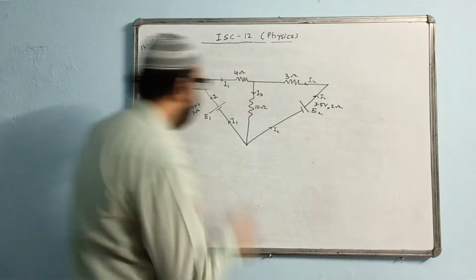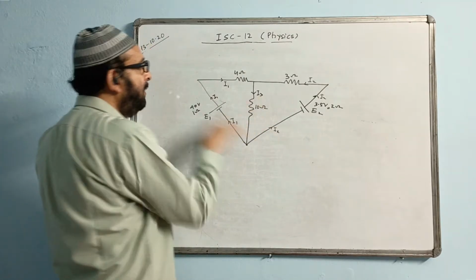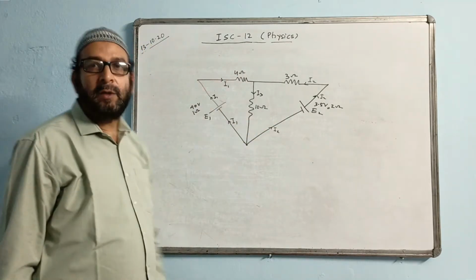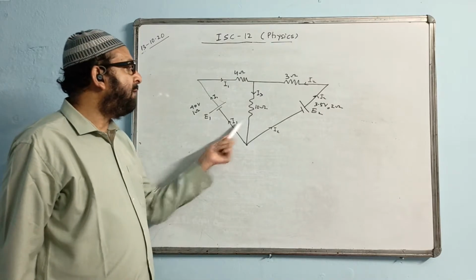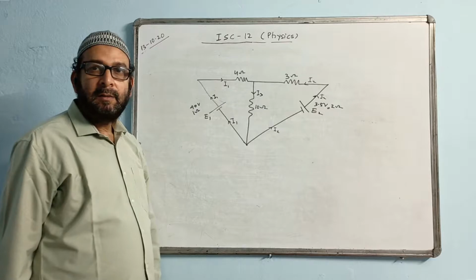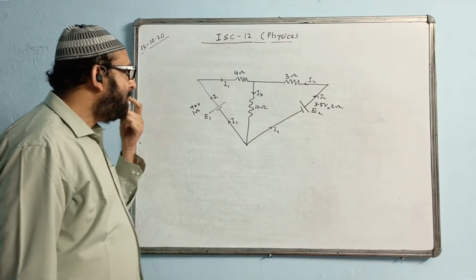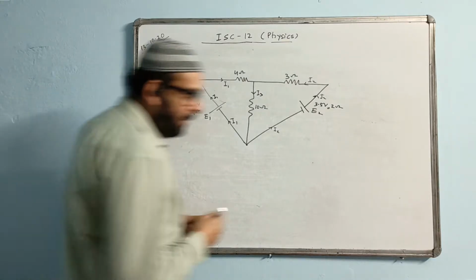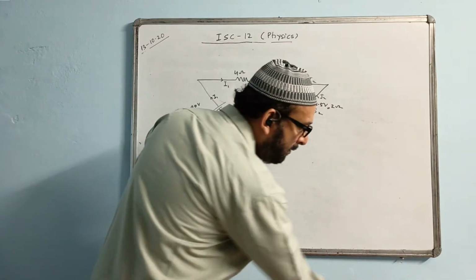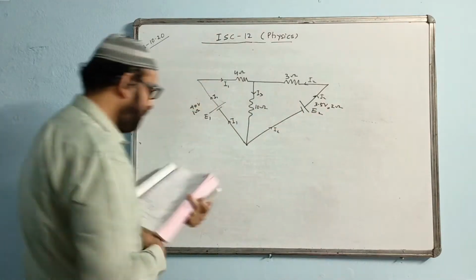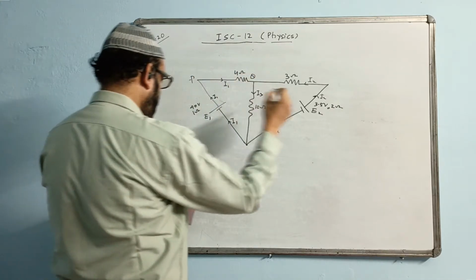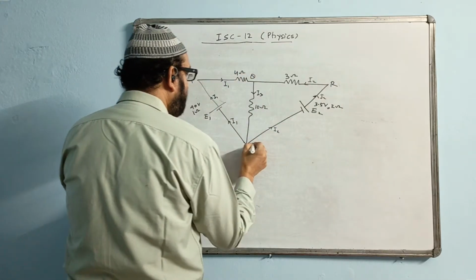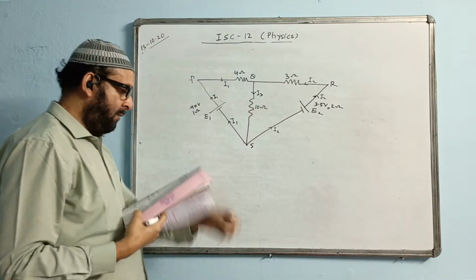You have to calculate the current I1, I2 and I3, and all those currents are already shown in the diagram. It's already given here. So how to find? The names of the points are also given in the figure. So I'll just give the names here: P, Q, R, S.